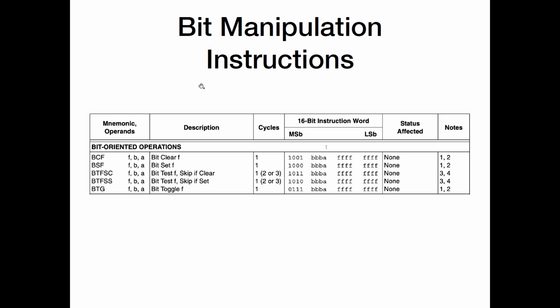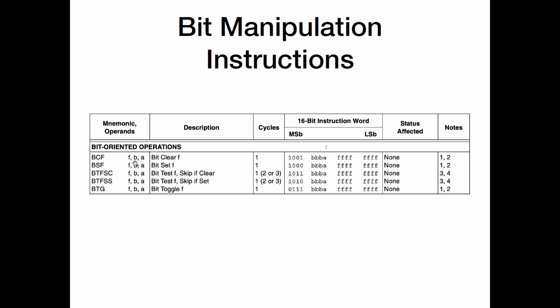In bit manipulation instructions, this comes directly out of the data sheet. You're going to see that we have bit-oriented operations, and we're going to go through at least 3 of these instructions today. You specify a location in memory that you want to operate on, and then you specify B. This is not D, so this is the bit number you want to manipulate within the 8 bits.